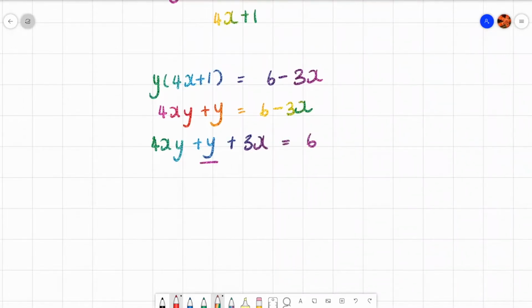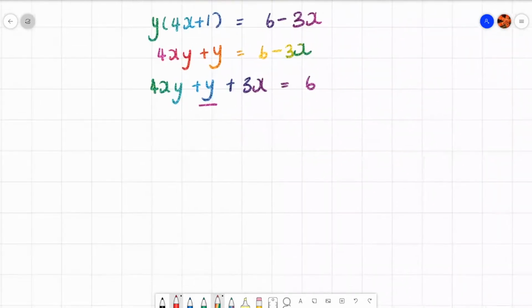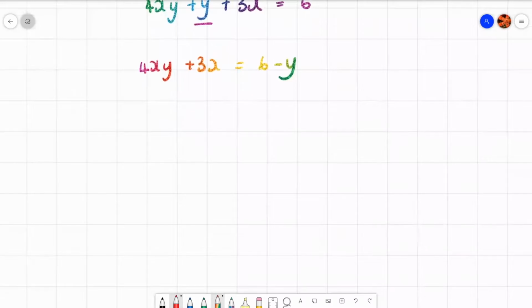Well, that actually doesn't have an x with it, so we can't have it there. So let's get rid of it. So 4xy plus 3x equals 6 minus y. Right, we just want to know what x is, so we can factorize, take an x out. x times 4y plus 3 equals 6 minus y. Well, the 4y plus 3 doesn't have an x with it, so we can't have that there.